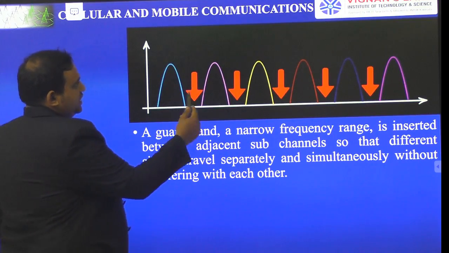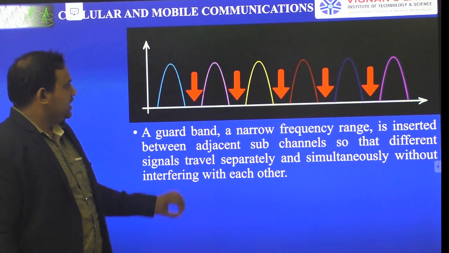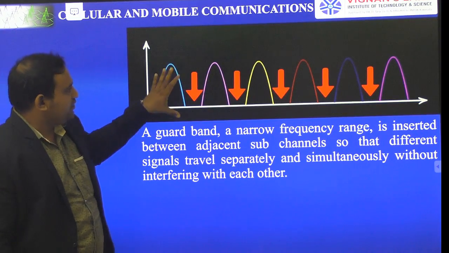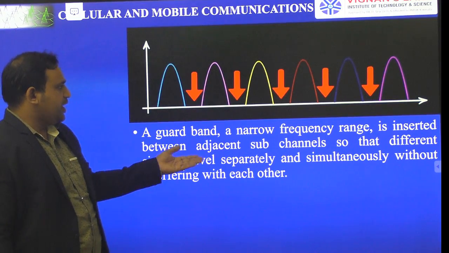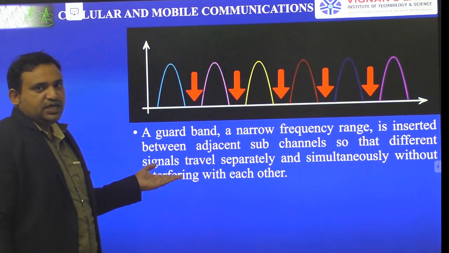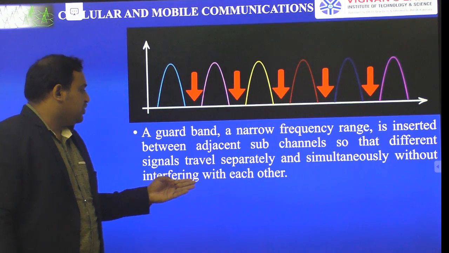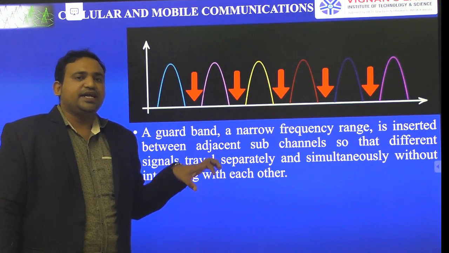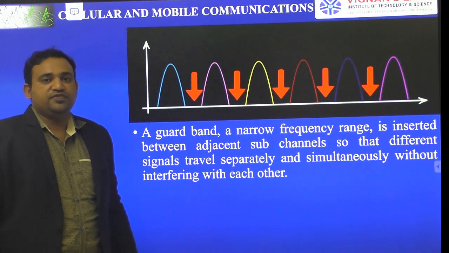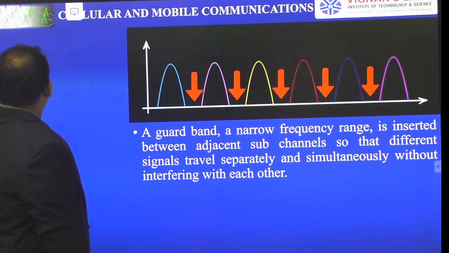See, here each signal shows different colors. Different colors mean different signals. Here the red color mark indicates the guard band. We are inserting a guard band between the two different signals. Guard band is inserted between adjacent subchannels so that different signals travel separately and simultaneously without interfering with each other. So in order to avoid the interference, here in FDM we are inserting the guard bands between different signals. That's one point with respect to it.